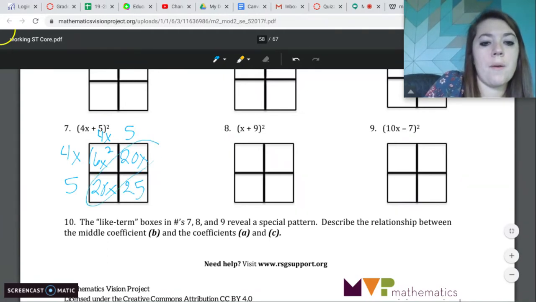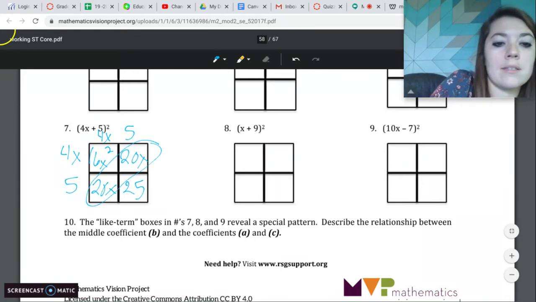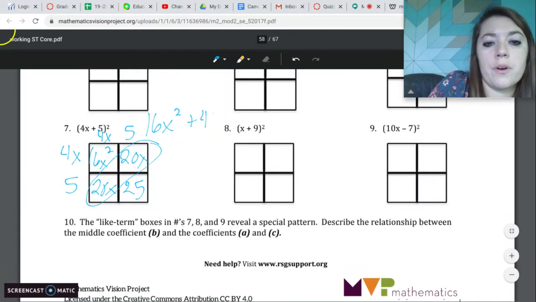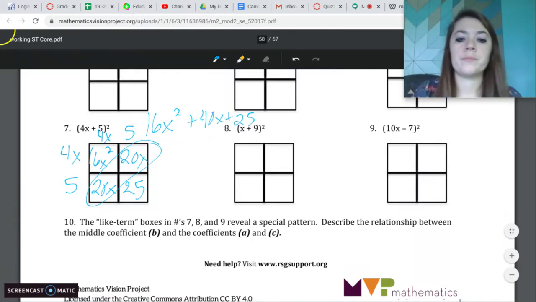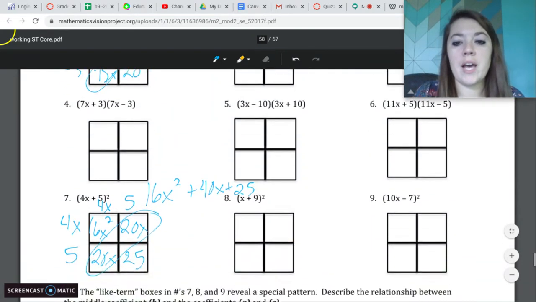We combine our middle terms. 20x plus 20x is 40x. So this is 16x squared plus 40x plus 25. Okay? So that's what you guys are doing for 1 through 9.